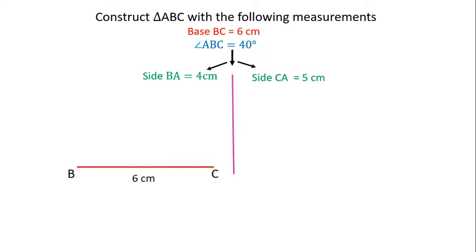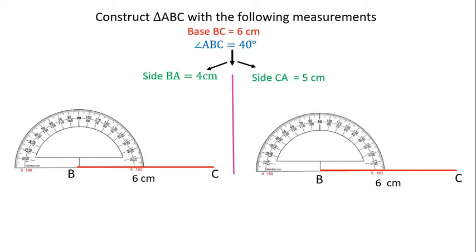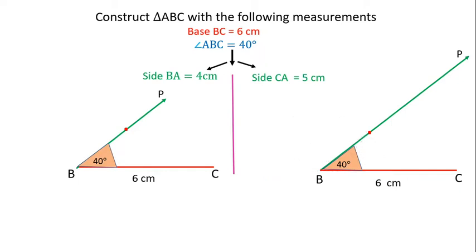For this we need to draw the base BC, which is equal to 6 centimeter, and at B, with the help of a protractor, we have to mark an angle of say 40 degrees. In both the cases we are showing this simultaneously. Join these points. You call this ray BP. So this angle PBC is exactly 40 degrees. Now let us dissolve the protractor and the concerned points.